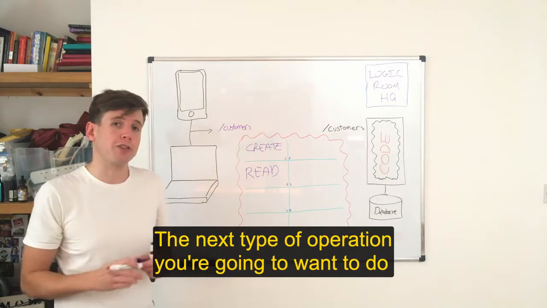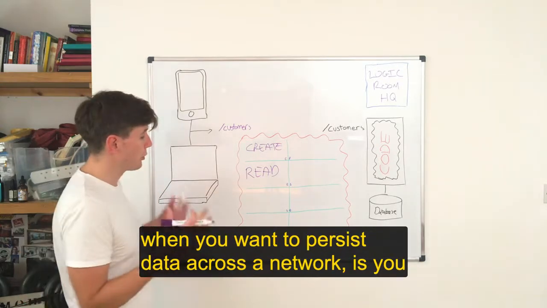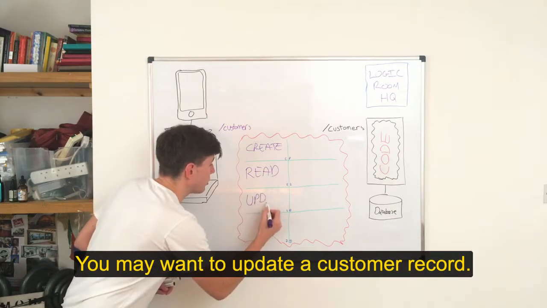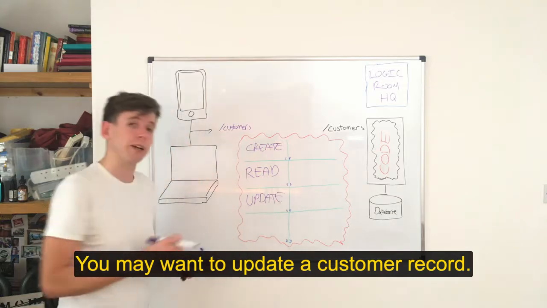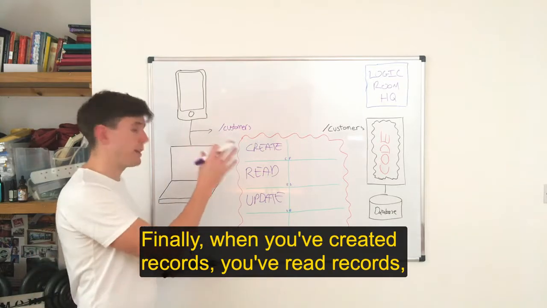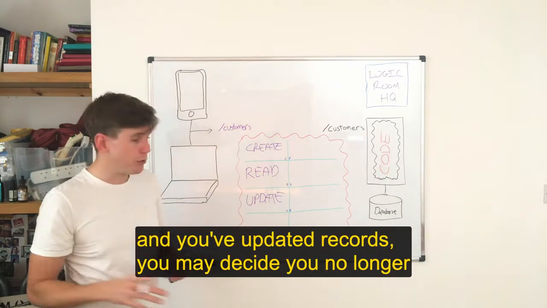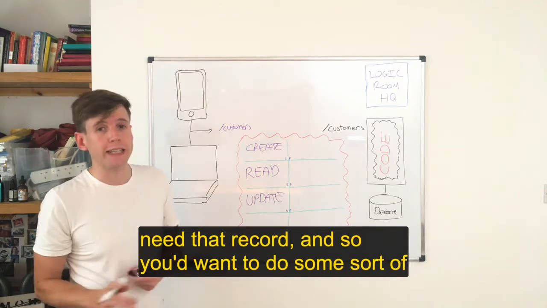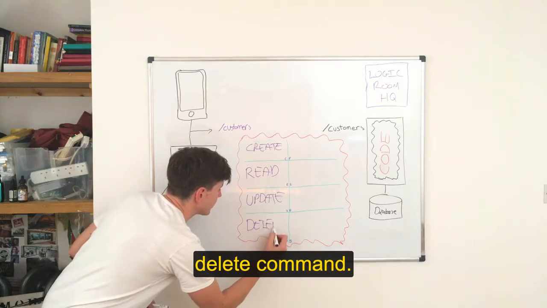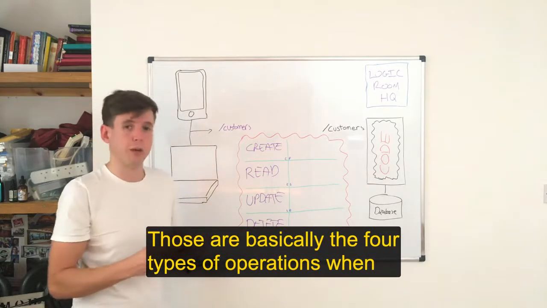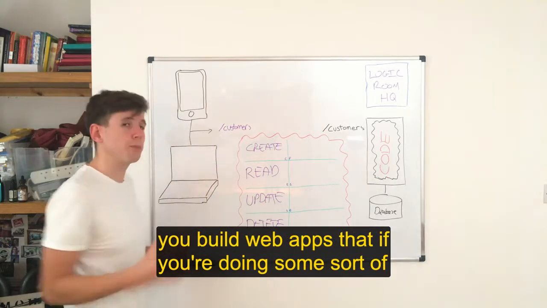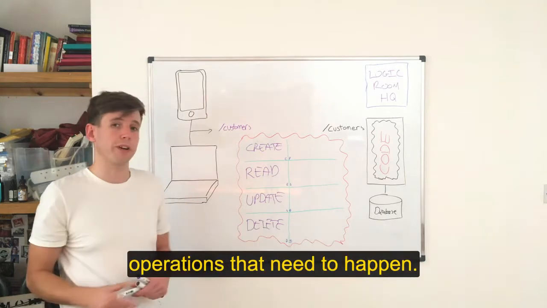The next type of operation you're going to want to do when you persist data across a network is to update a record. You may want to update a customer record. And finally, when you've created records, read records and updated records, you may decide that you no longer need that record, and so you'd want to do some sort of delete command. Those are basically the four types of operations when you build mobile apps or web apps, if you are doing some sort of business software, that need to happen.